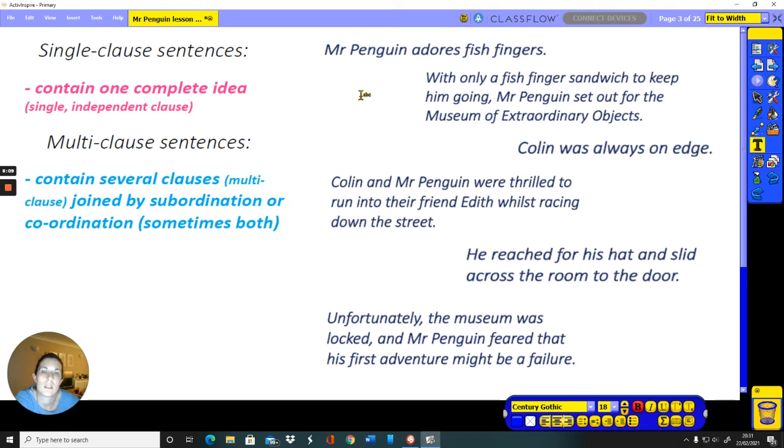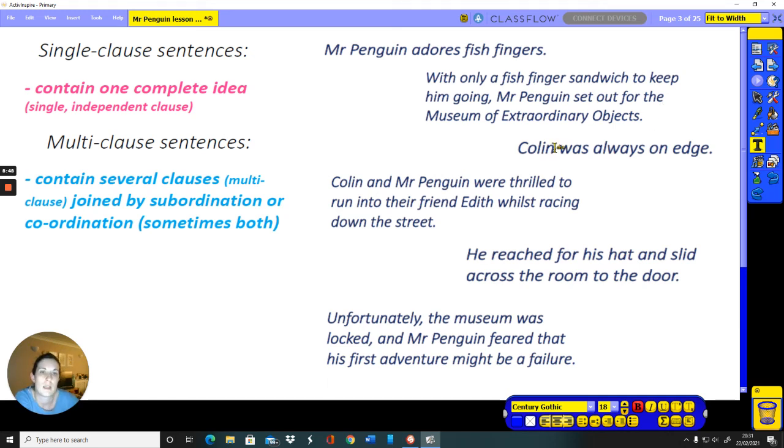So if you said single clause, you'd be correct. With only a fish finger sandwich to keep him going, Mr. Penguin set out for the Museum of Extraordinary Objects. So which one do we think, a single or a multi-clause sentence? That one is indeed a multi-clause. We've got with only a fish finger sandwich to keep him going, and then Mr. Penguin set out for the Museum of Extraordinary Objects. Two clauses together.